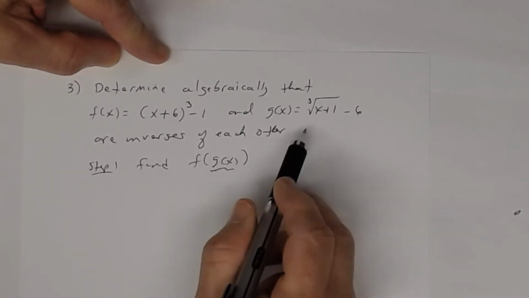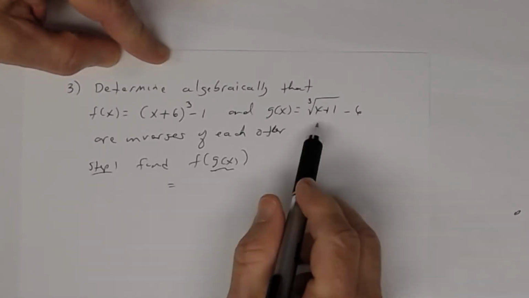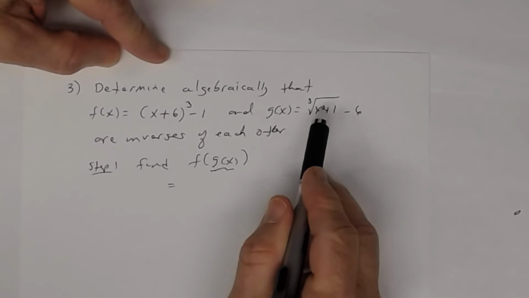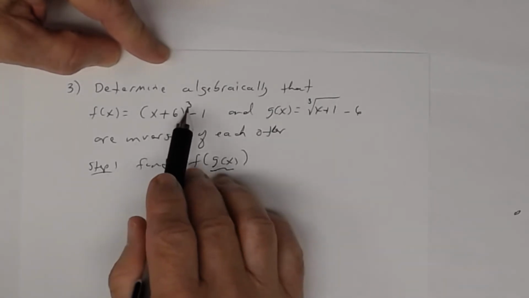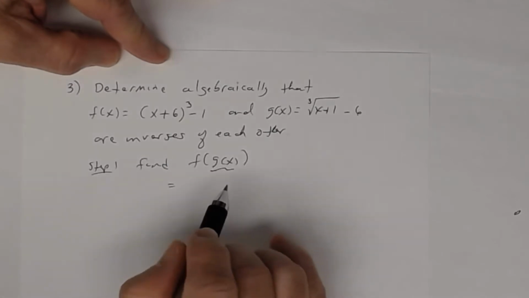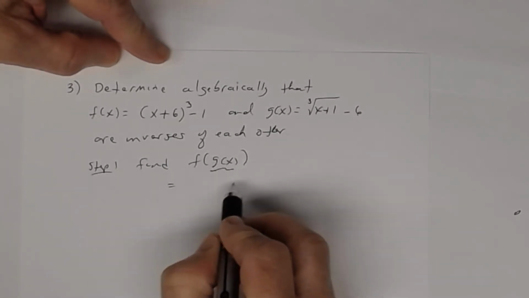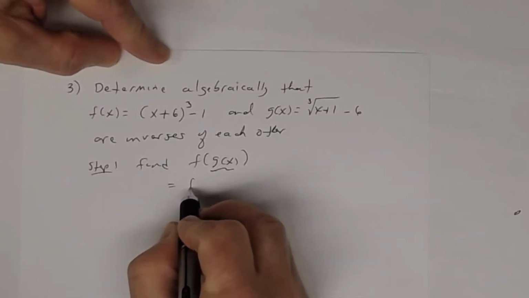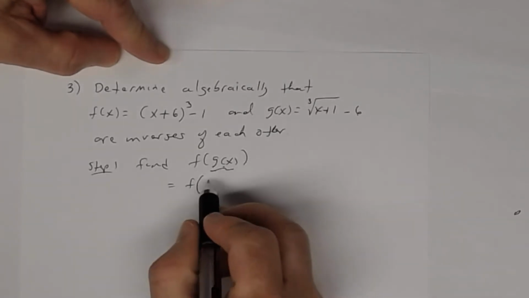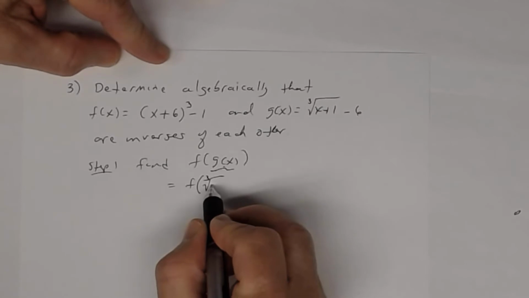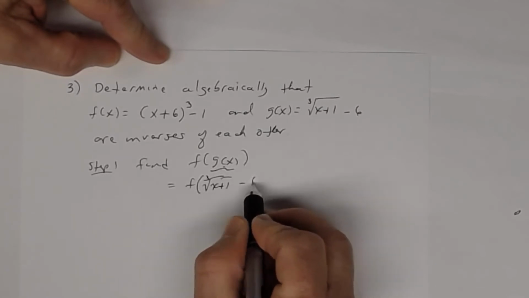So g of x is this right here. Be a little bit careful, because there's a cube root symbol here that you've got to be careful of, and here you have a cubing symbol as well. So just be careful when you write this. So this will be f of, and in place of g of x, I'm going to substitute what g of x equals. So g of x is the cube root of x plus 1 minus 6.